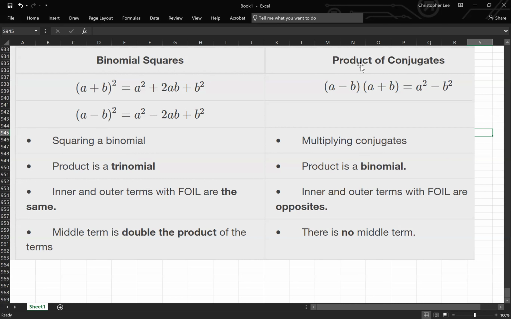For the product of conjugates, which is a minus b times a plus b, it becomes what? A squared minus b squared. You get this by multiplying conjugates. The product is a binomial. The inner and outer terms with FOIL are opposites, and there is no middle term. These are the two patterns being compared to one another.